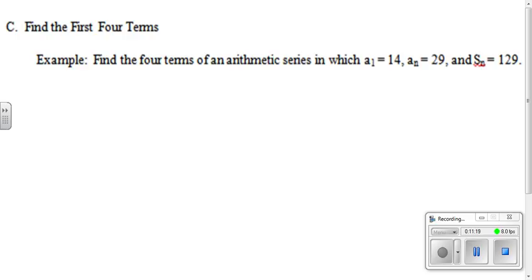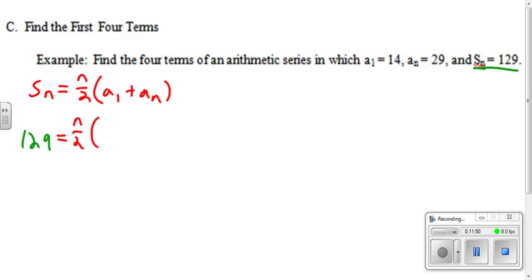So again, we just plug things back into our formula. So if we know s sub n equals n over 2, a sub 1 plus a sub n, now we just plug everything back in. We know our s sub n is 129. We don't necessarily know how much n we have, so we need to find that first. So there's going to be n over 2. We know that our a sub 1 is 14, and we know that our a sub n is 29.